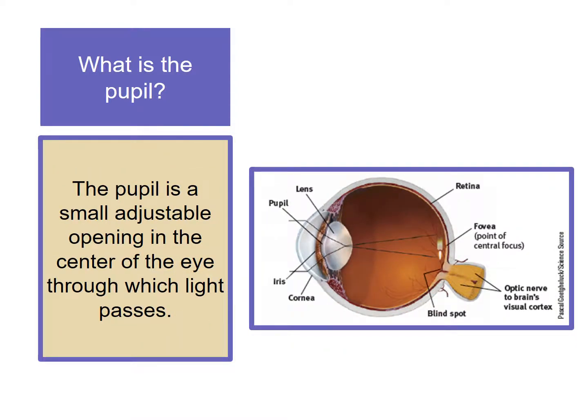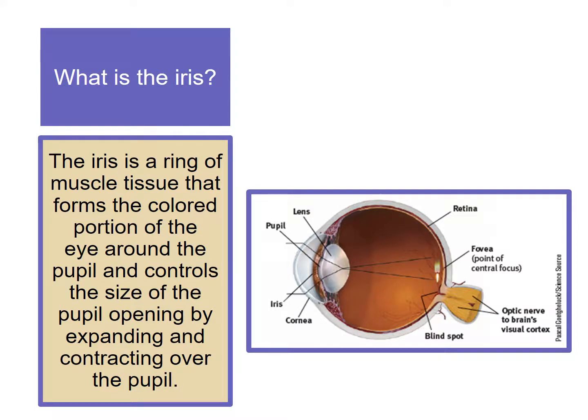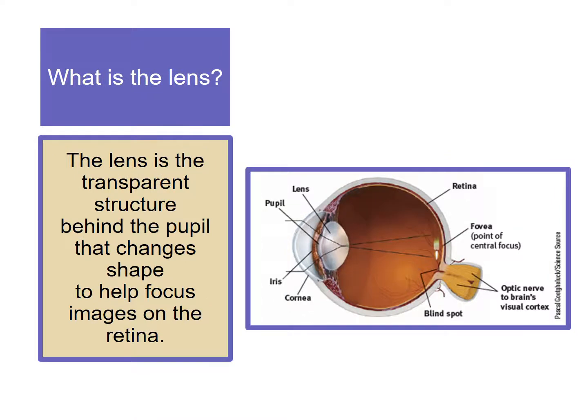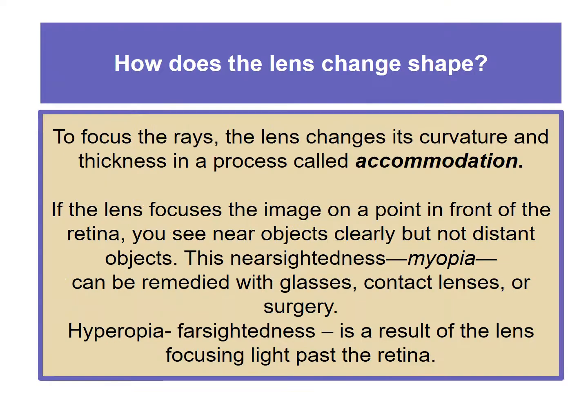The pupil is the small adjustable opening in the center of the eye through which light passes. The iris is a ring of muscle tissue that forms the colored portion of the eye around the pupil and controls the size of the pupil opening by expanding and contracting over the pupil. The lens is the transparent structure behind the pupil that changes shape to help focus images on the retina. And the lens changes shape, by changing its curvature and thickness, in a process called accommodation.